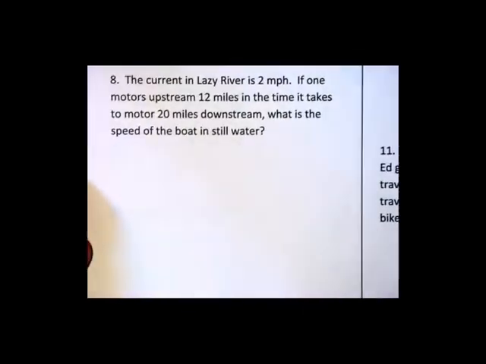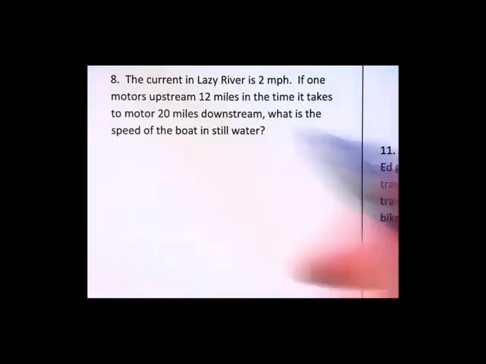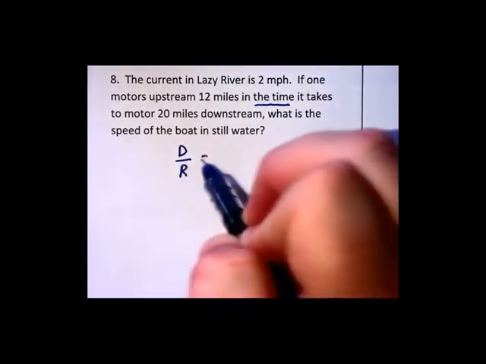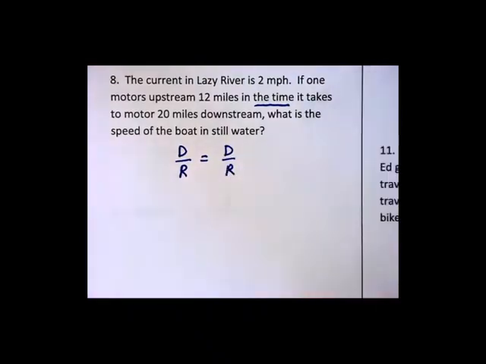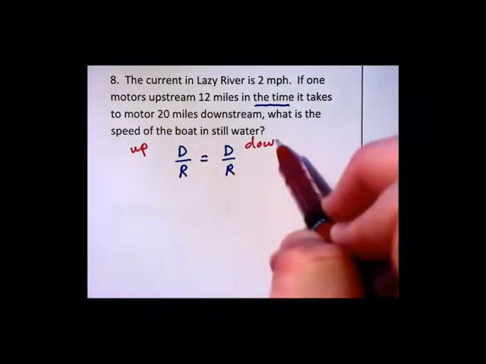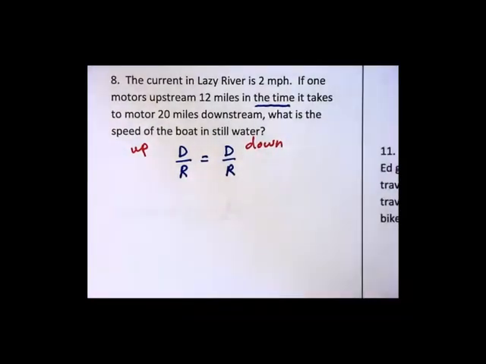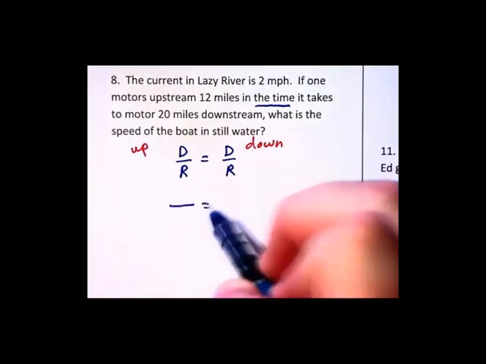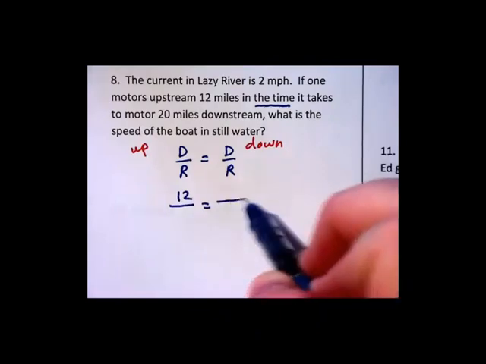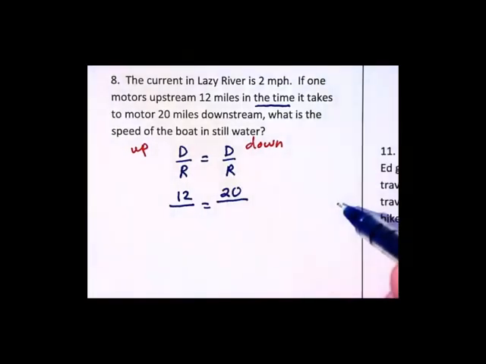Okay, current in the lazy river is 2 miles an hour. We've got the upstream in the same time as the downstream. We want to go time equals time. D over R equals D over R. I'm going to label the first side on the left the upstream, and on the right we're going to have the downstream. If one motors 12 miles, that is a distance upstream. In the same time, you can go 20 miles. There's our distance downstream. What's the speed of the boat in still water?